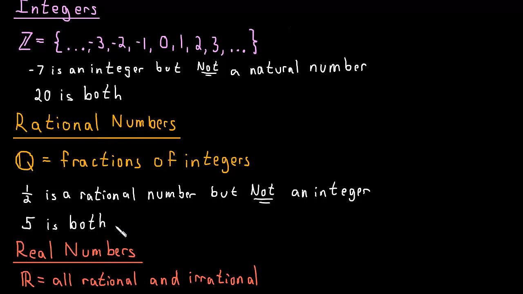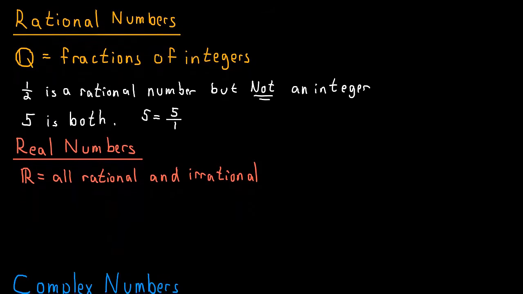Why? Think about it. 5 is definitely an integer and a natural number for that matter, but it's also a fraction because 5 is the same thing as 5 over 1. Now 5 is an integer and 1 is an integer, so we can write 5 as a fraction of integers. So 5 is a rational number and an integer.